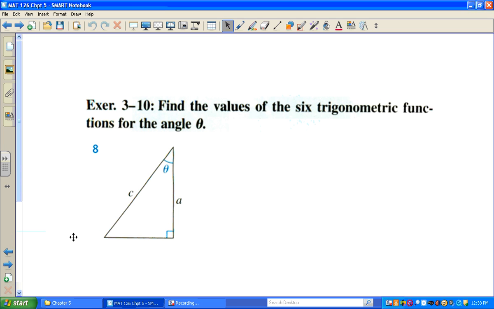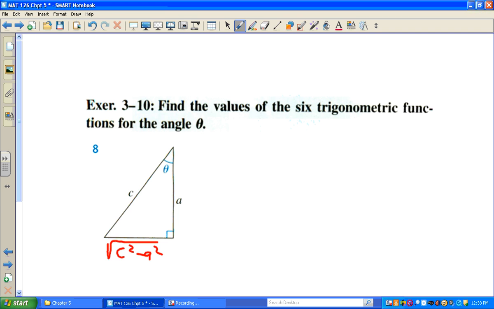Anyway, find the values of the 6 trigonometric functions. We just talked about this. This one is the square root of c squared minus a squared. I'm not going to do all 6. I'll do 3 now and I'll do 3 later.